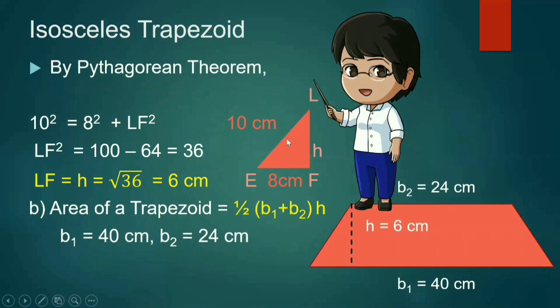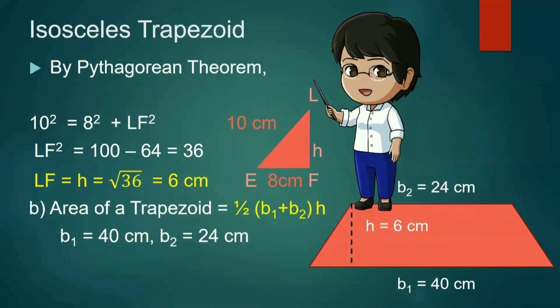Then we will just simplify the figure by getting the triangle from this part. So we have 8 centimeters and then 10 centimeters for our hypotenuse. So we will solve for LF. Using the Pythagorean Theorem, we have LF squared is equal to 100 minus 64, which is equal to 36. So LF is equal to the square root of 36, or 6 centimeters.